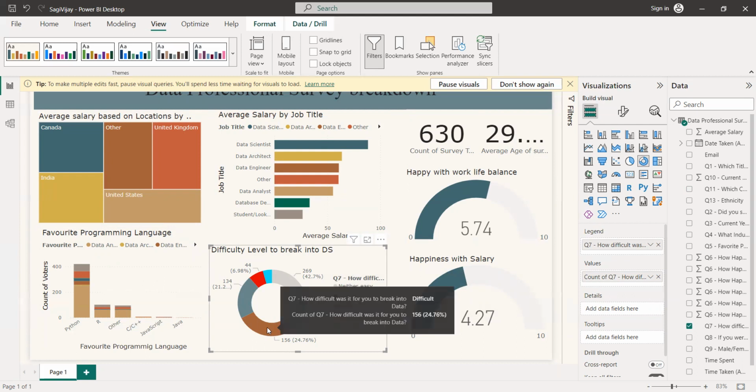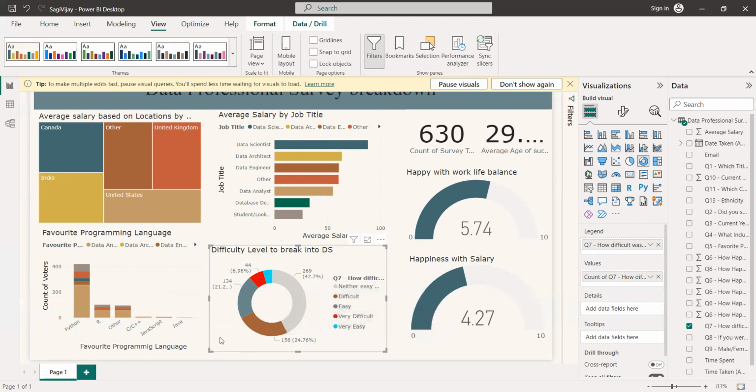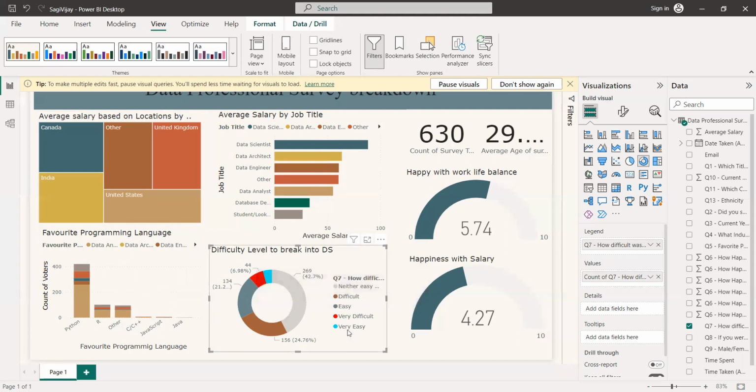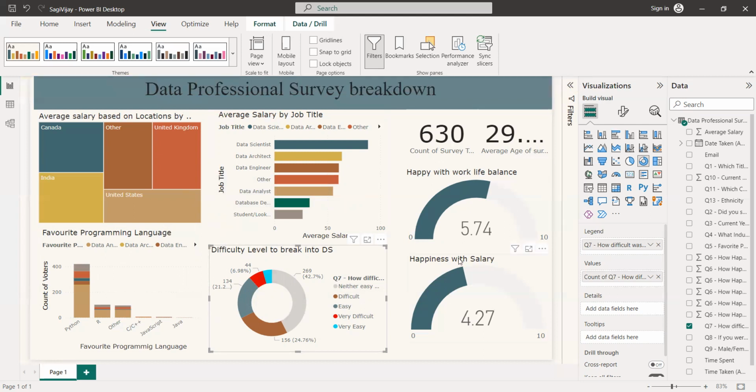While nearly 24% of the people, which is 156 surveys, said it is difficult to break into data science. And nearly around 134 surveys said it is easy, very difficult. So based on the different colors, you can see that different surveys were given, and here we are. That is all I would say coming to the data professional survey breakdown.